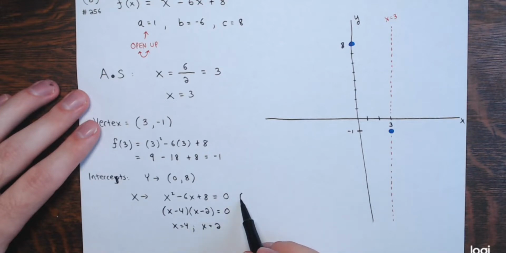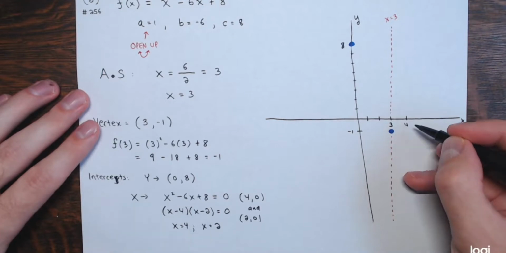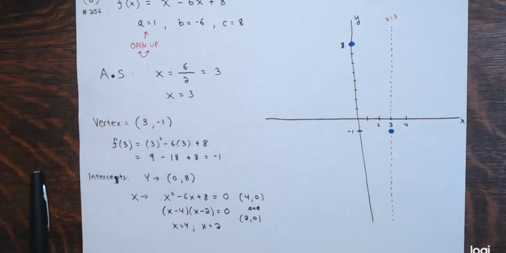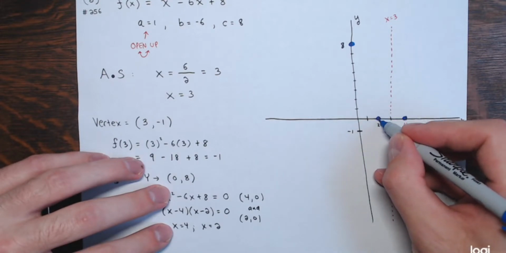So the x-intercepts are 4, 0 and 2, 0. Input 4, output 0, input 2, output 0. So this point here is an x-intercept. This point here is an x-intercept.